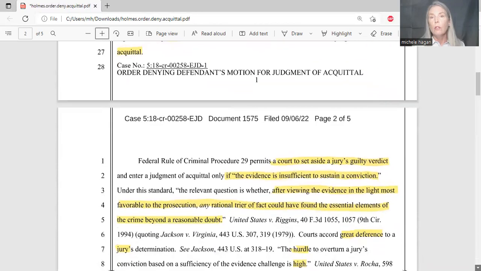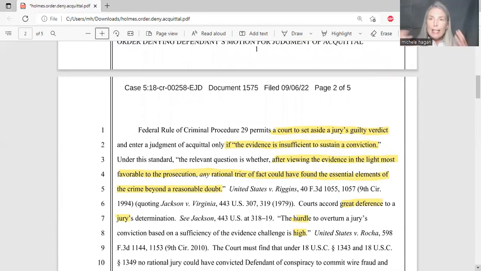So what is the test when a defendant asks for an acquittal motion? They're saying that the evidence is insufficient to sustain a conviction. What the judge has to do is look at all of the evidence, whatever the witnesses said in the trial. There are many witnesses, all the documents, all the evidence that was admitted at trial, the cross-examination, everything that took place in the trial.